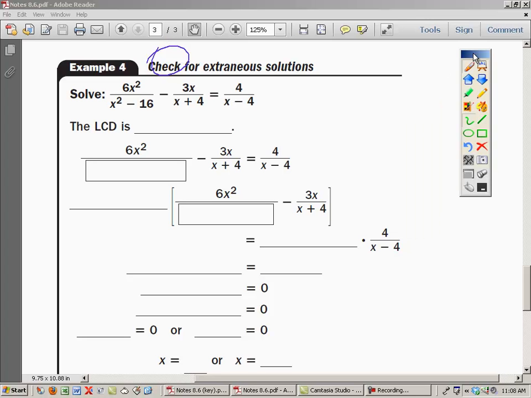All right, so the first thing we're going to be doing in this one is we have to multiply both sides by the least common denominator. And the least common denominator, if we first write this in its factored form, it is x plus 4 times x minus 4.